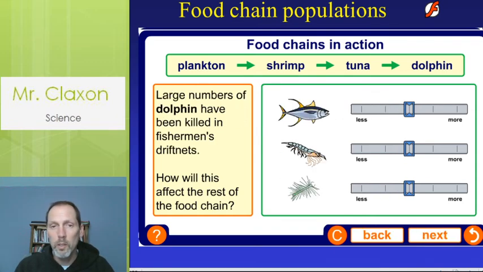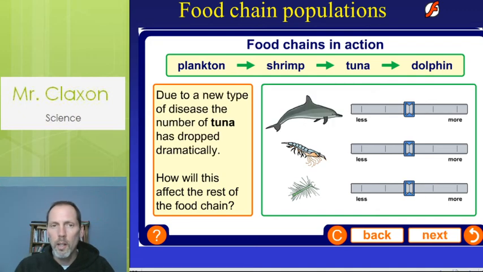So let's look at the next one. It says a large number of dolphin have been killed in the fishermen's nets. So without as many dolphin, we'll say the tuna population goes up. And that's going to impact the shrimp. Now there's more tuna, and that's going to make less shrimp. Less shrimp, should it actually increase the plankton? So again, thinking those through, hopefully you're following along and understanding how that works.